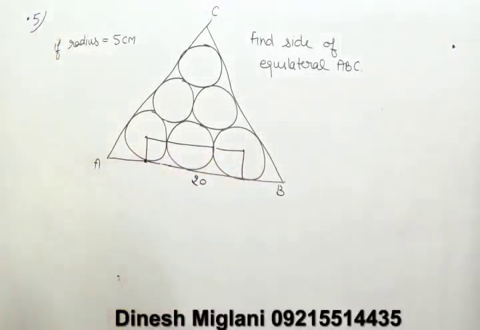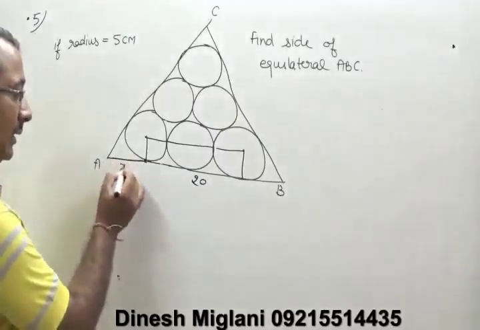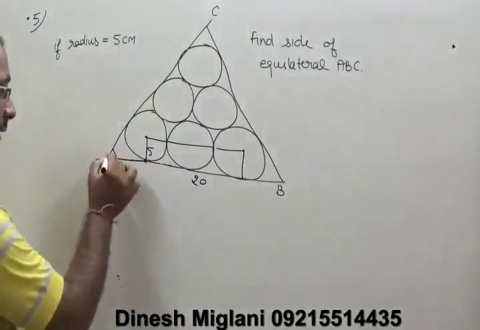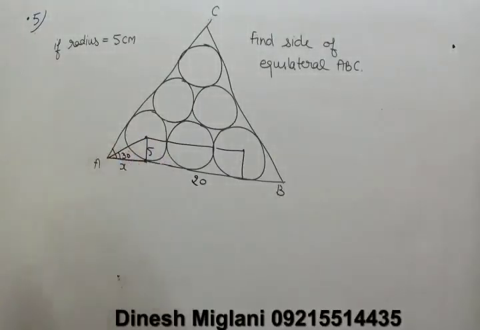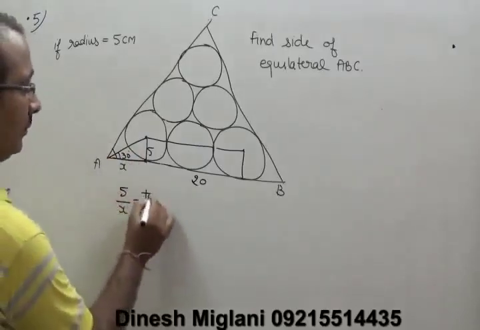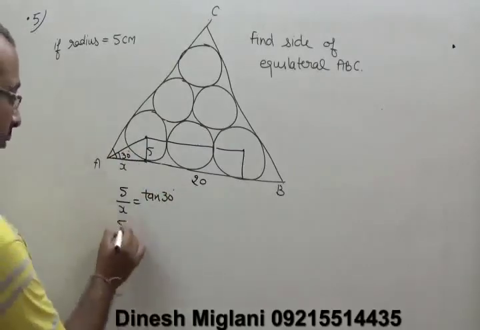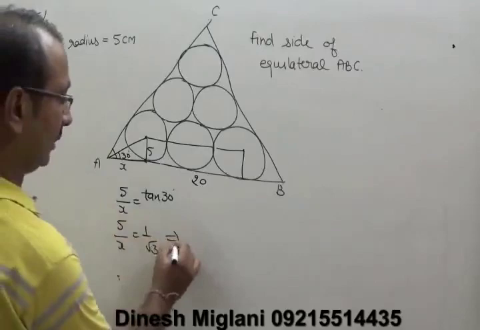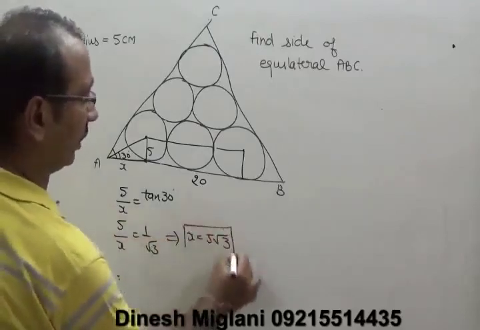Okay. Now in order to answer my question, I require this length. Suppose I say this is x and this is 5. So I may take it as this angle is 60 degree. Just meet this. This angle becomes equal to 30 degree. So I can say that 5 upon x equal to tangent 30. Tangent 30 would be taken as 1 upon root 3. So 5 upon x equal to 1 upon root 3. Or here I can say x equal to 5 root 3. That's the value of x that you get.